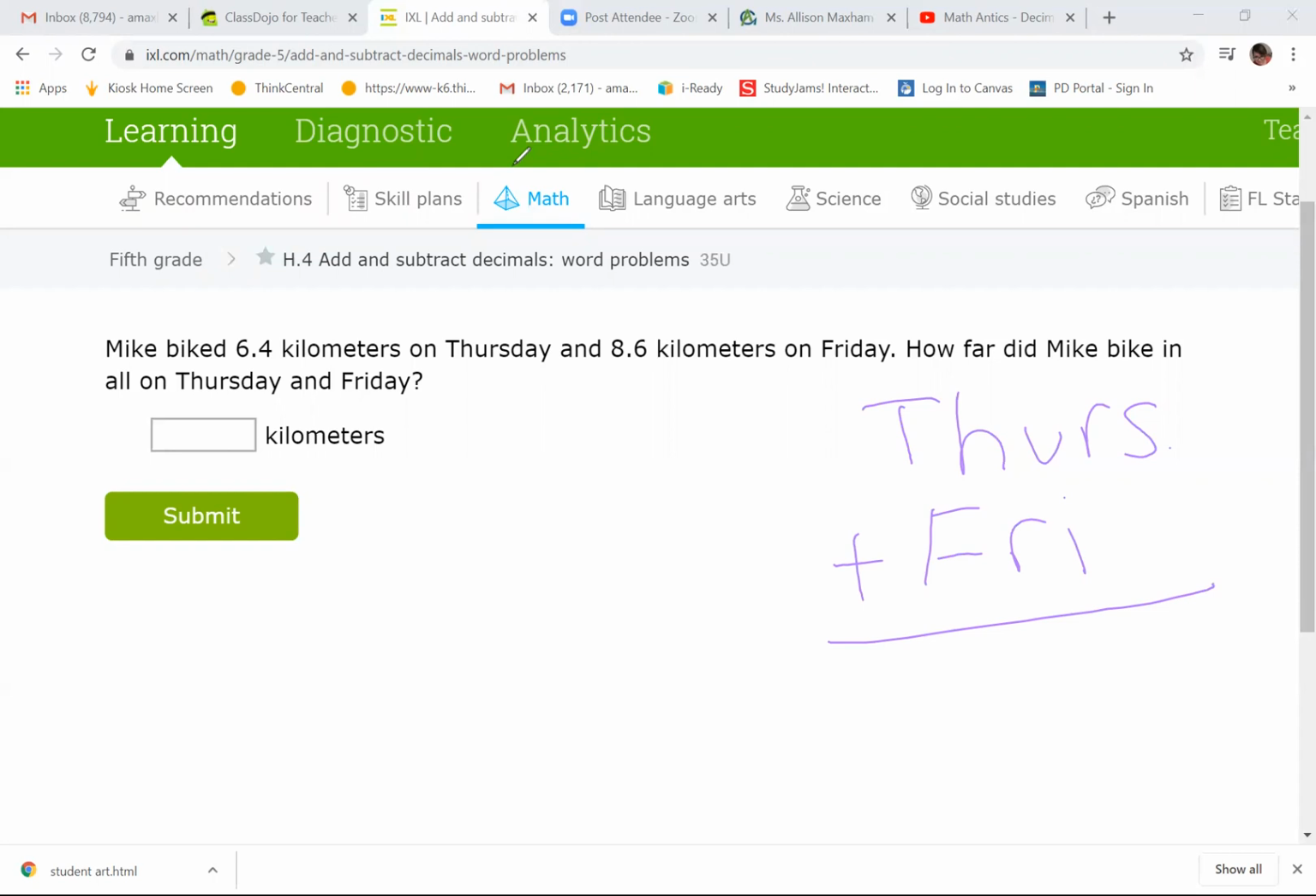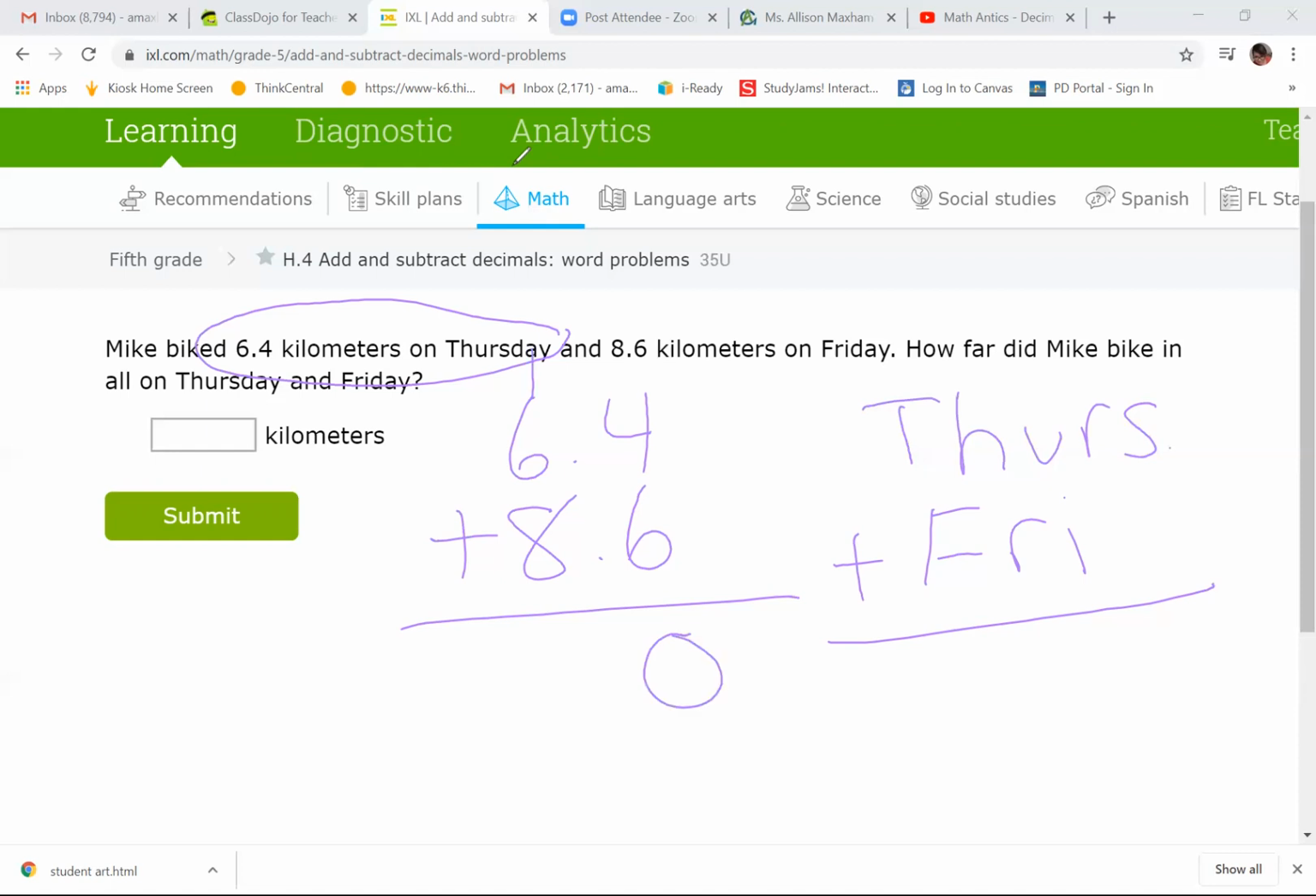So we need to find Thursday. Here's Thursday, 6 and 4/10. What about Friday? How far did he bike? 8 and 6/10 kilometers. And then we add it up. 6 plus 4 is 10. Regroup. And then I've got 6. I know that 6 plus 6 is 12. So that means 6 plus 8 is 2 more. It would be 14. Plus 1 would be 15.